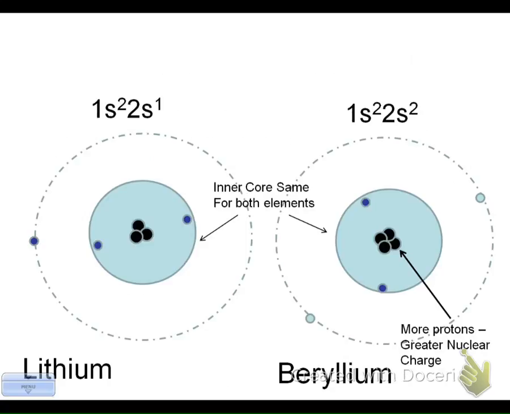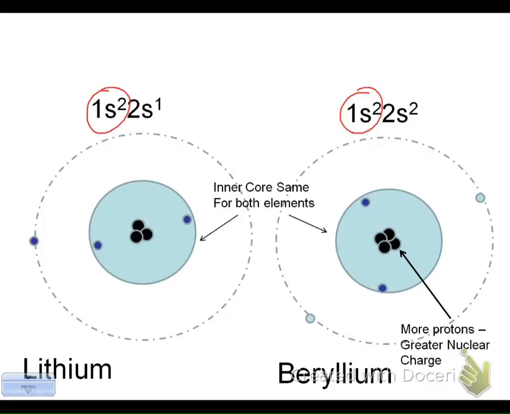Real quickly, here's a brief graphical illustration of what I was trying to explain about the inner core being the same for two elements on the same row. Here are lithium and beryllium. Lithium's on the left, beryllium's on the right. They are on the same row, row 2 of the periodic table. Both of these atoms have the same inner core. Let me circle it for you. Their inner core will both be 1s2.